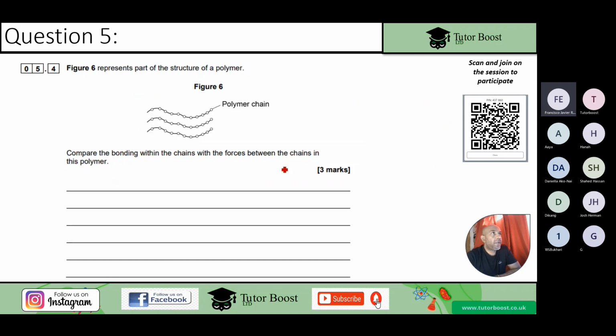Figure 6 represents part of the structure of a polymer. So you have a polymer chain. So these individual units are called monomers. Compare the bonding within the chain with the forces between the chains in this polymer.